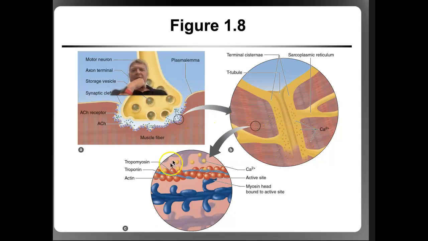So it's basically saying the same thing here of all those things moving across. Coming from the motor neuron, calcium is released into the sarcoplasm, which then allows the actin and myosin to contract.